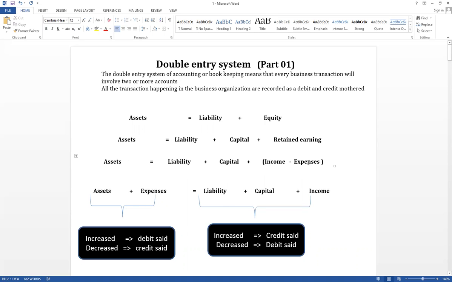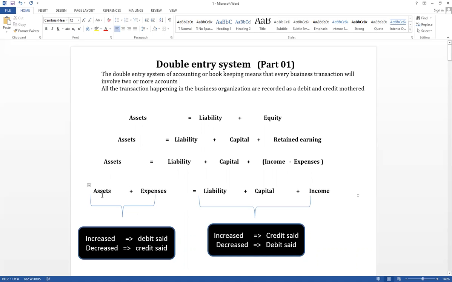This minus value goes to the other side. Therefore, assets plus expense: the minus value becomes a plus value. Assets plus expense equal liability plus capital plus income. This is the basis for the double entry system. Now, this is the theory.